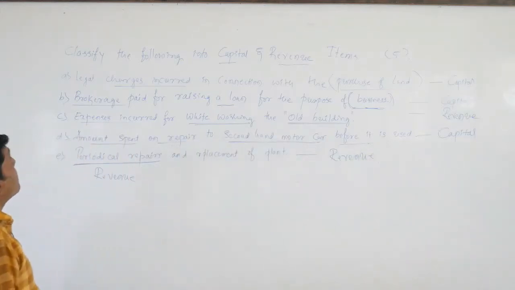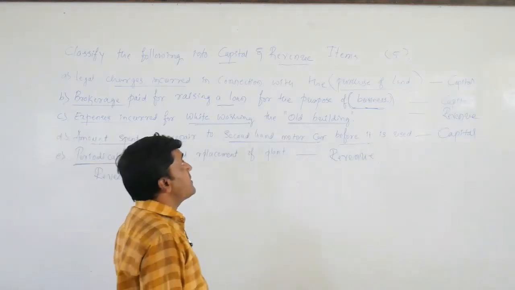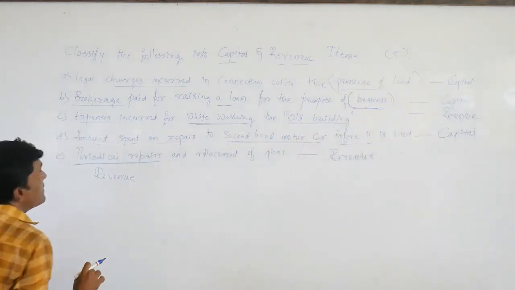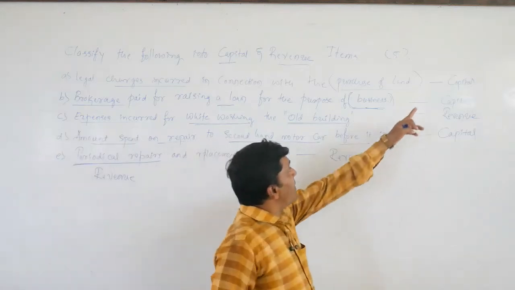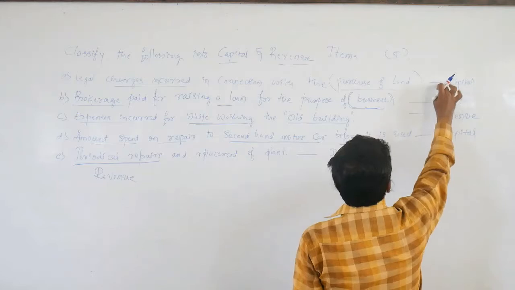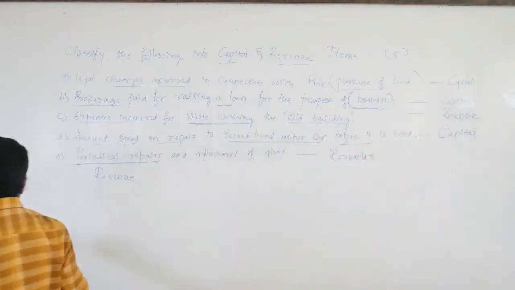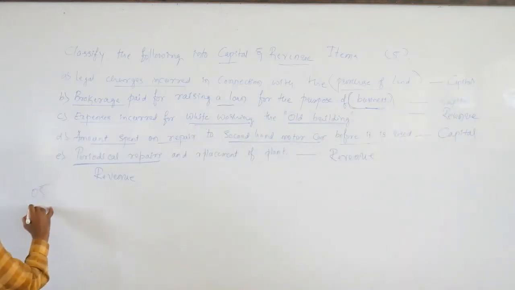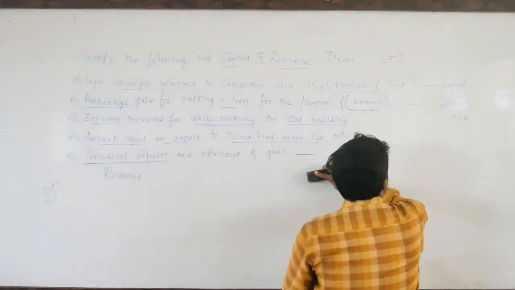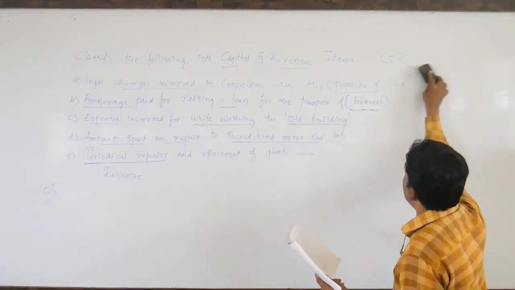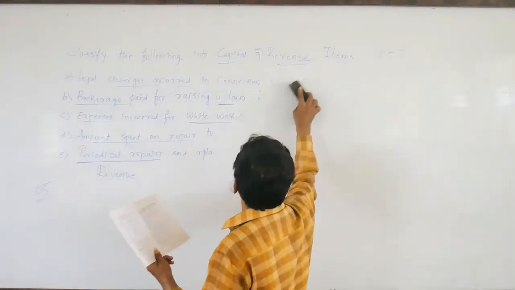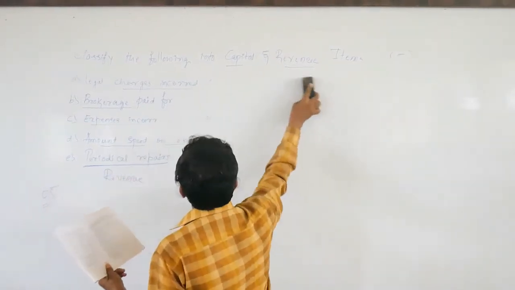For the practical oriented questions, that question contains 5 marks. Dear students, you just need to classify whether it is capital or revenue. For this, here 1, 2, 3, 4, 5. For your right answers, you will get 5 marks, 100% you are right. Yes, dear students. Let me solve one more example on classifying the following into capital and revenue.